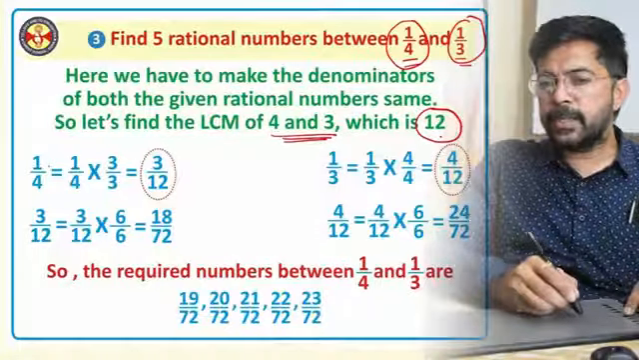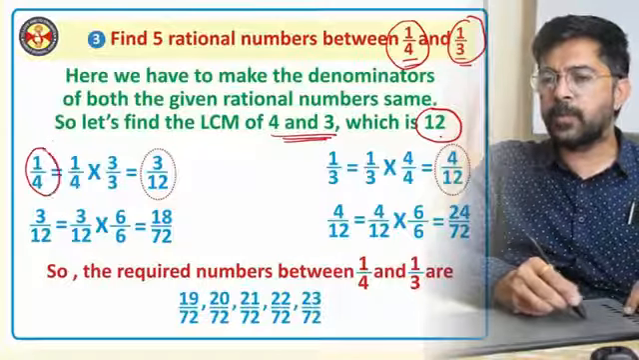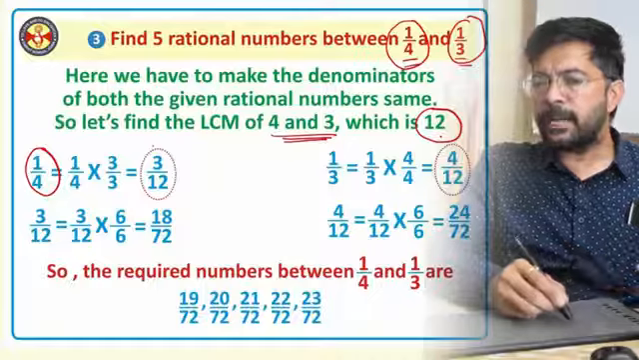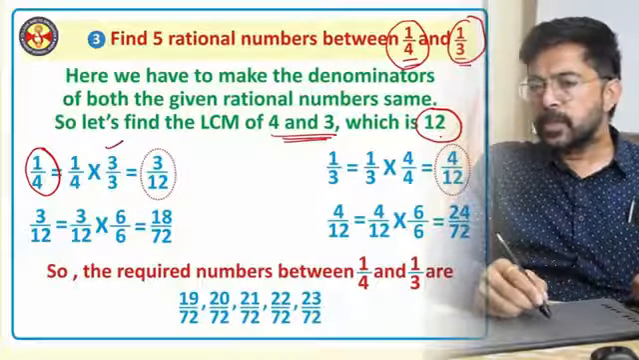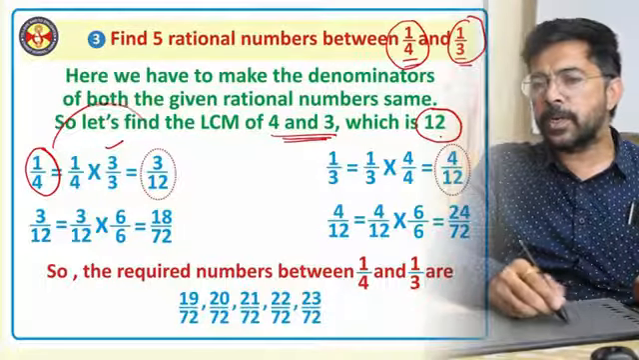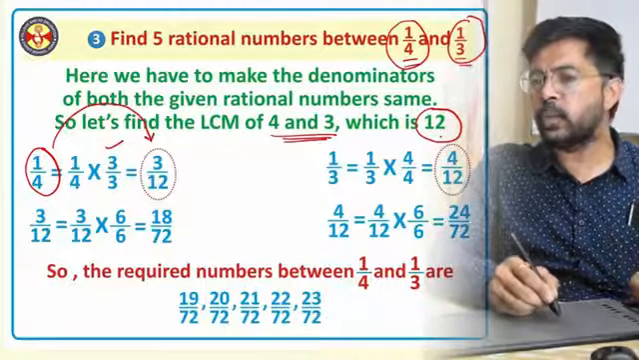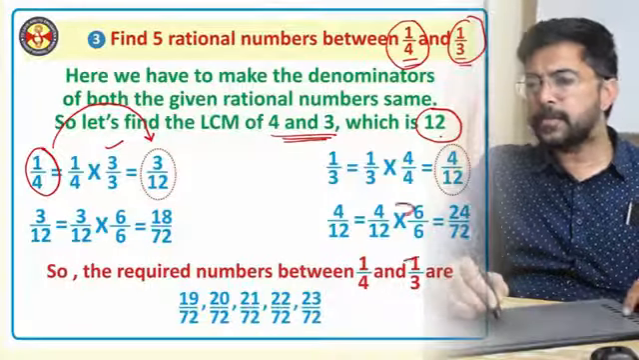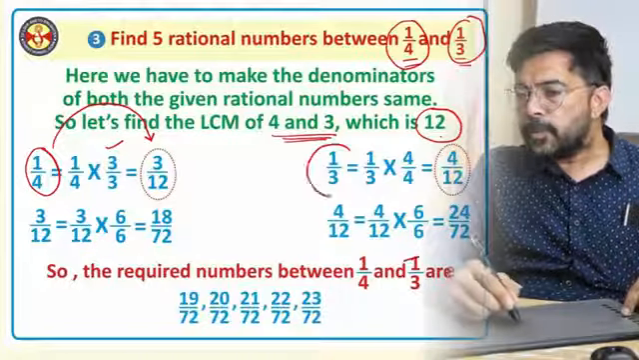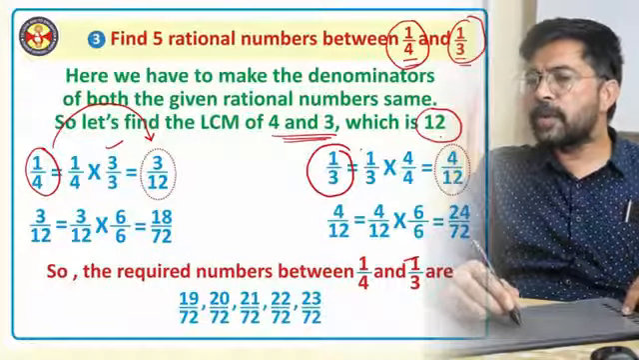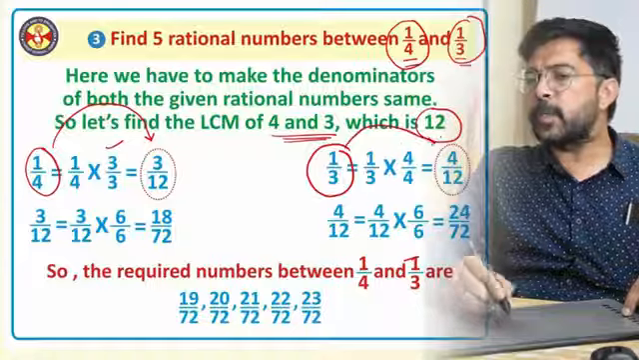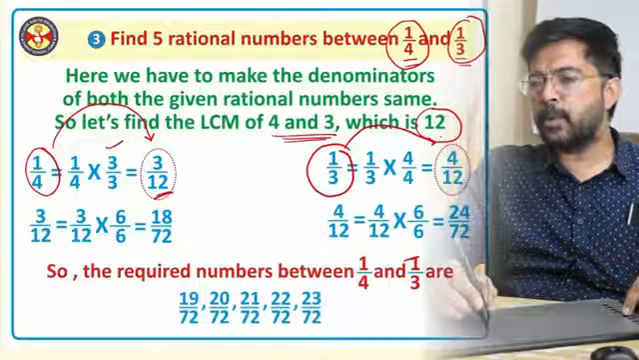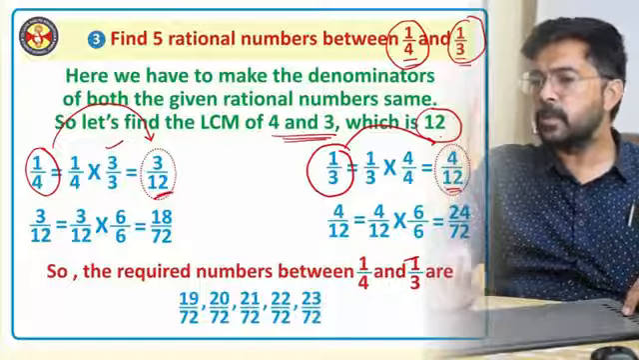So for this rational number 1 upon 4, to make the denominator 12, we have to multiply it by 3 upon 3. So 1 upon 4 can be written as 3 by 12. In the same way, for this number 1 upon 3, we have to multiply it by 4 upon 4. So now 1 upon 3 becomes 4 upon 12. Now we have the same denominator, 3 upon 12 and 4 upon 12.